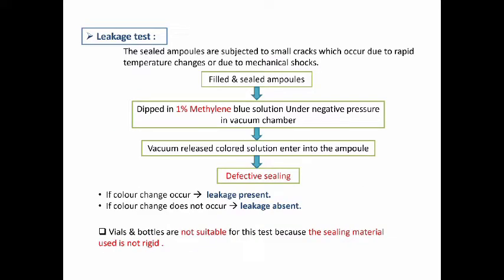Leakage test. The sealed ampoules are subject to small cracks which occur due to rapid temperature changes or due to mechanical shocks. Filled and sealed ampoules are dipped in 1% methylene blue solution under negative pressure in a vacuum chamber. Vacuum is released, and the colored solution enters the ampoules. Defective sealing: if color change occurs, leakage is present. If color change does not occur, leakage is absent. Vials and bottles are not suitable for this test because the sealing material used is not rigid.